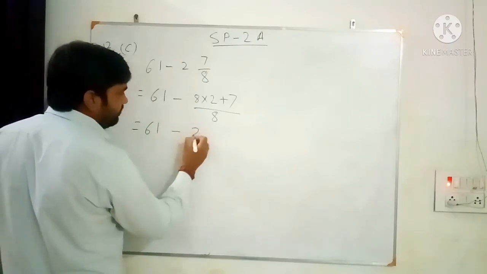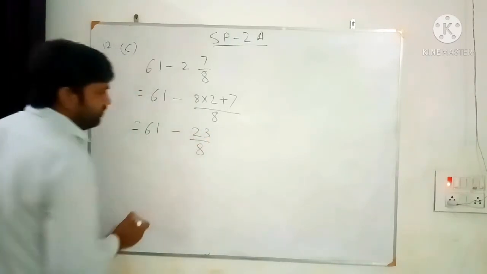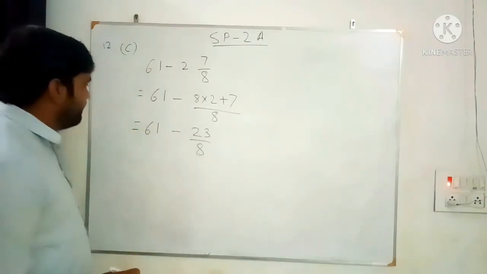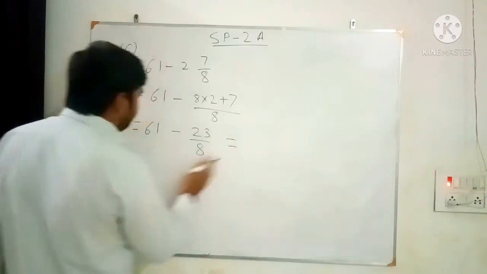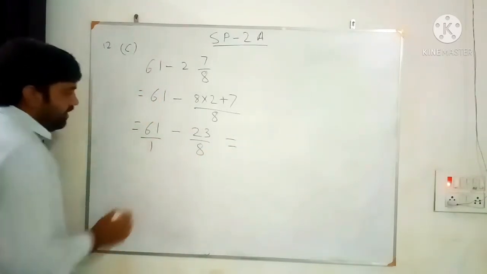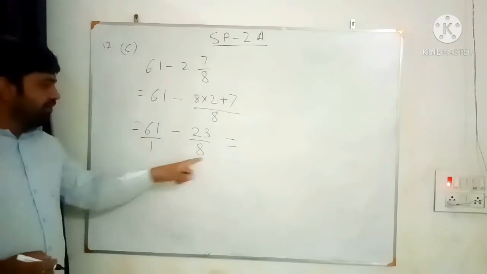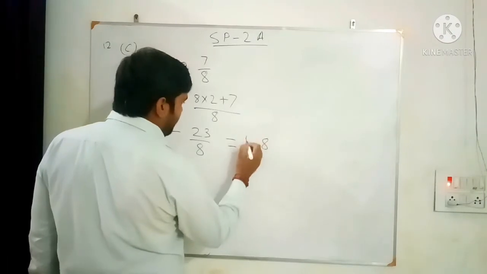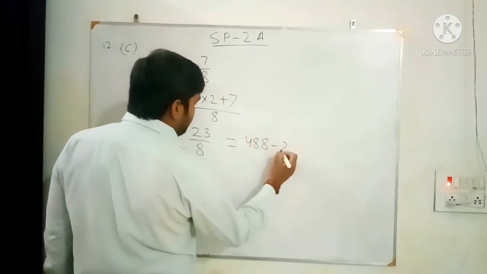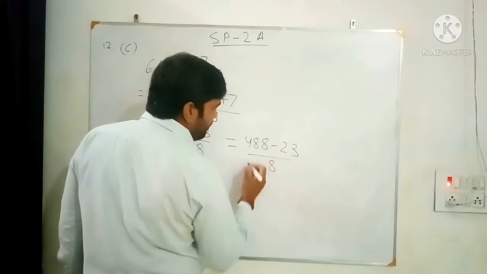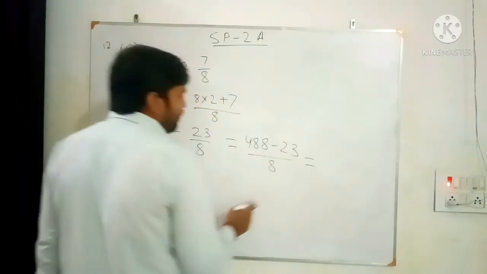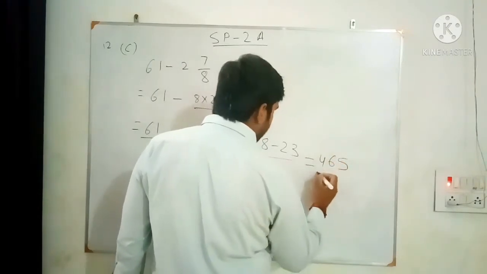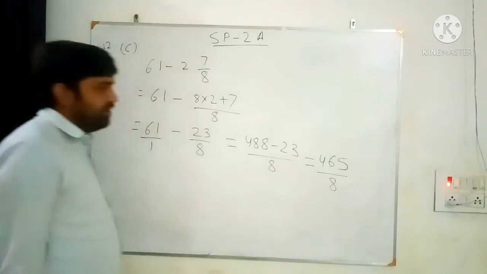61 minus 23 by 8. Now we take the LCM. We multiply 61 into 8. Here the denominator is not given, that means 1. Now the LCM of 1 and 8 will be 8. So 61 times 8: 8 1s are 8, 8 6s are 48, 488, minus 23 by 8. So when you subtract 23 from 488, 8 minus 3 gives you 5, 8 minus 2 gives you 6, 465 by 8. So this is an improper fraction.